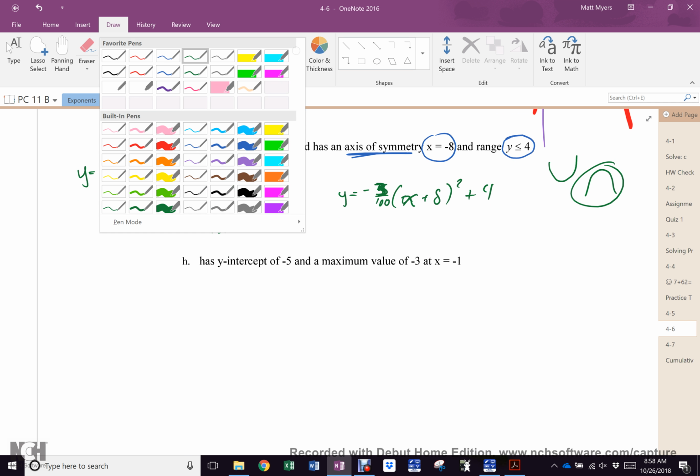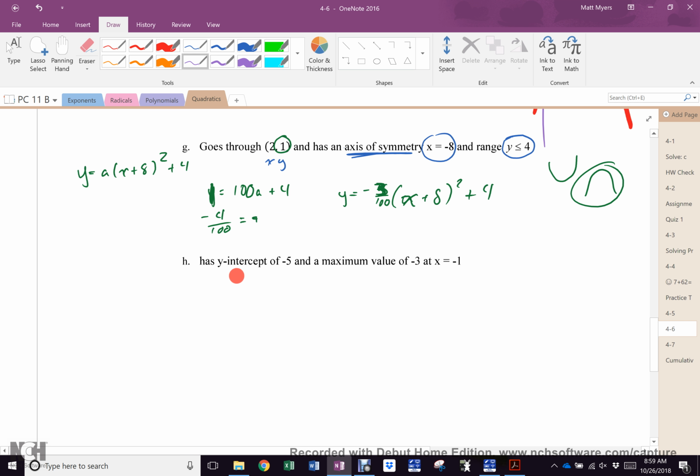Yep. What is the point we are going to use? What is our x and y value? Negative 1 and negative 5. 0, negative 5. What's our vertex? Negative 1 and negative 3. Negative 1, negative 3. It's a maximum value, so is it negative or positive? Negative. So that means A is what? Negative. A equals a negative number. Actually, I'll write it this way. A is less than 0. Right? Go.